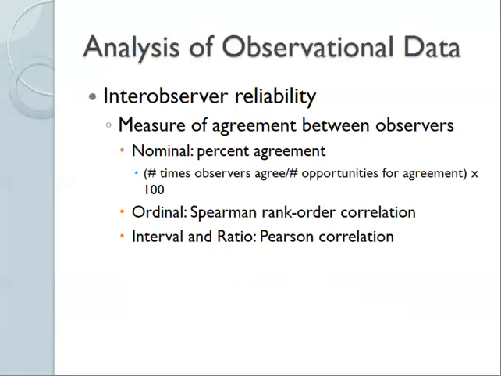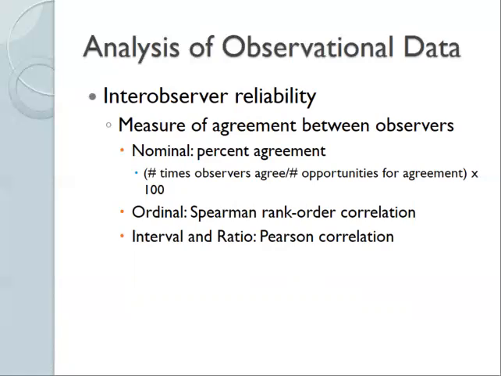When you're using nominal data, especially with mutually exclusive categories, meaning you have to pick which one behavior people did, you typically look at percentage of agreement scales and you aim for 85%. So if we watch 20 behaviors and agree on 18 of them, then we got 18 out of 20, which equals 0.9, times 100, means that we agreed 90% of the time.